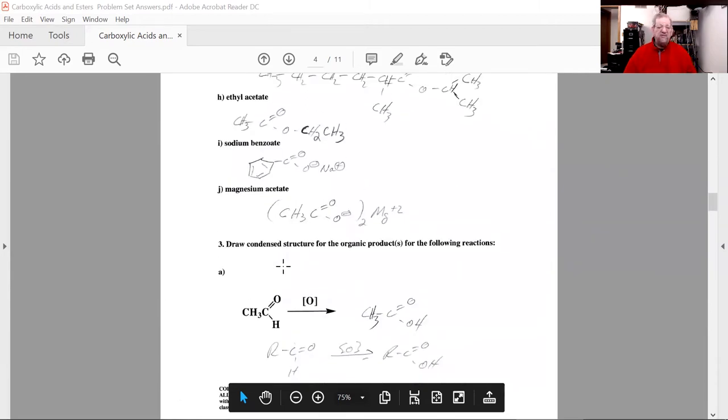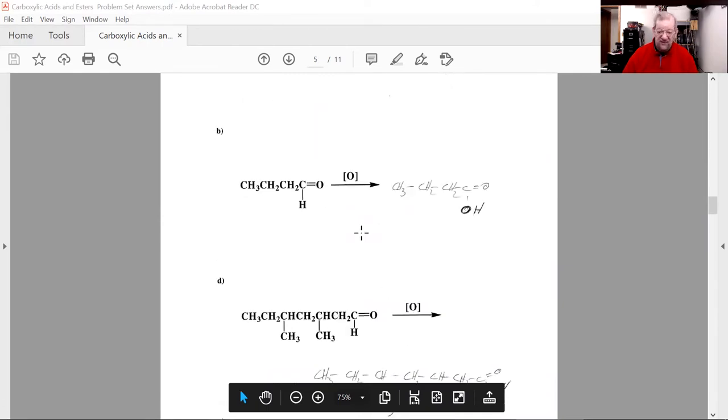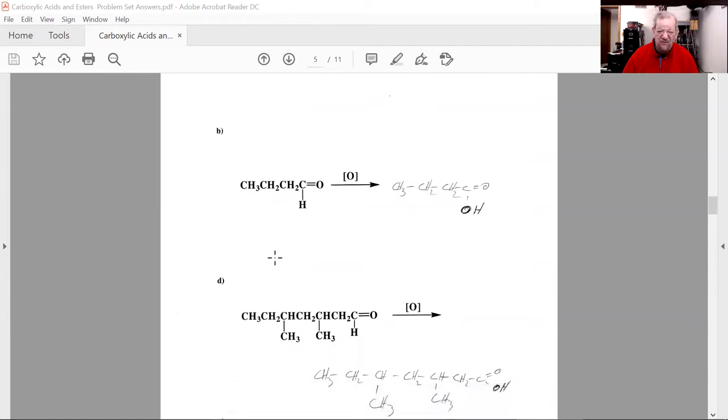Now, number three, draw the structures for the following organic molecules. Look for what's different. Ooh, carbonyl, hydrogen, carbons, aldehyde, you oxidize it, you'll get a carboxylic acid. Same thing here and here. I just made R more tricky.